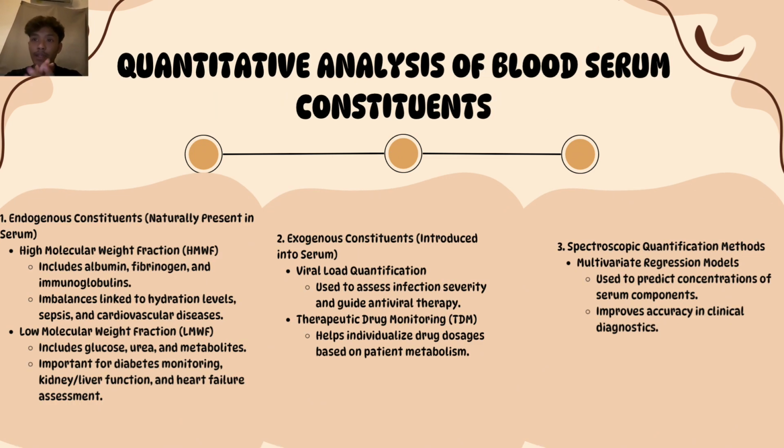And next, blood serum contains both endogenous and exogenous constituents. Endogenous components include the high molecular weight fraction like albumin, fibrinogen, and immunoglobulins. Imbalances here can indicate hydration issues, sepsis, or heart problems. And also the low molecular weight fraction such as glucose, urea, and small metabolites. These are important for monitoring diabetes, kidney, and liver function.